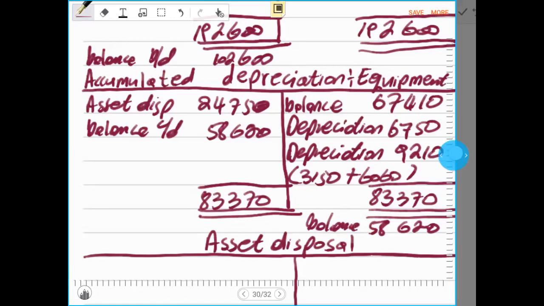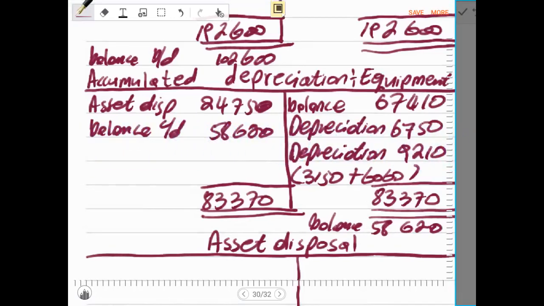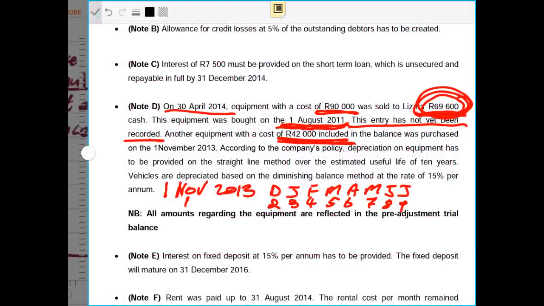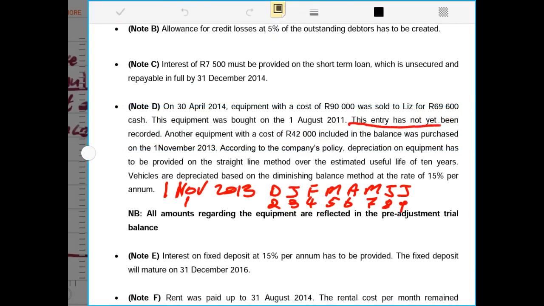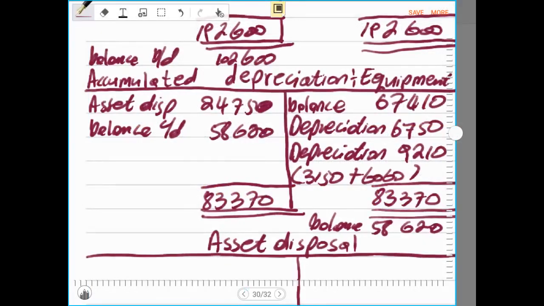So now we have calculated the profit or the loss. Remember, although I almost forgot this, we were told that this entry was not yet recorded. It means the selling of this asset, 69,600 for cash, was not recorded in the bank as an increase. It means our bank account must still increase by 69,600 because it was not recorded in the books.